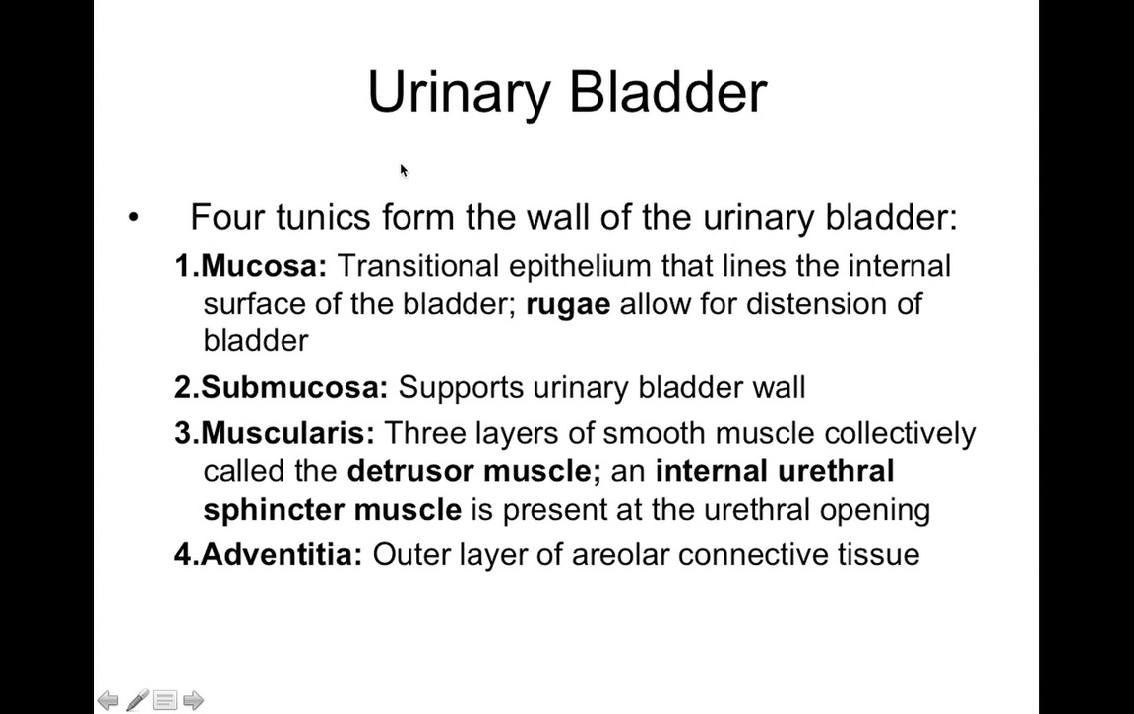Now, the urinary bladder has four main layers or tunics. We got a mucosa, submucosa, muscularis, and adventitia. The mucosa of the urinary bladder is actually made of transitional epithelium, just like the ureter. And there's also rugae, which allow for distension of the bladder, so that's for some stretch. The submucosa just supports the bladder wall. Muscularis is the detrusor muscle, which is basically 3 layers of smooth muscle, so it's under involuntary control. And then we have an adventitia, which is an outer layer of tissue there.